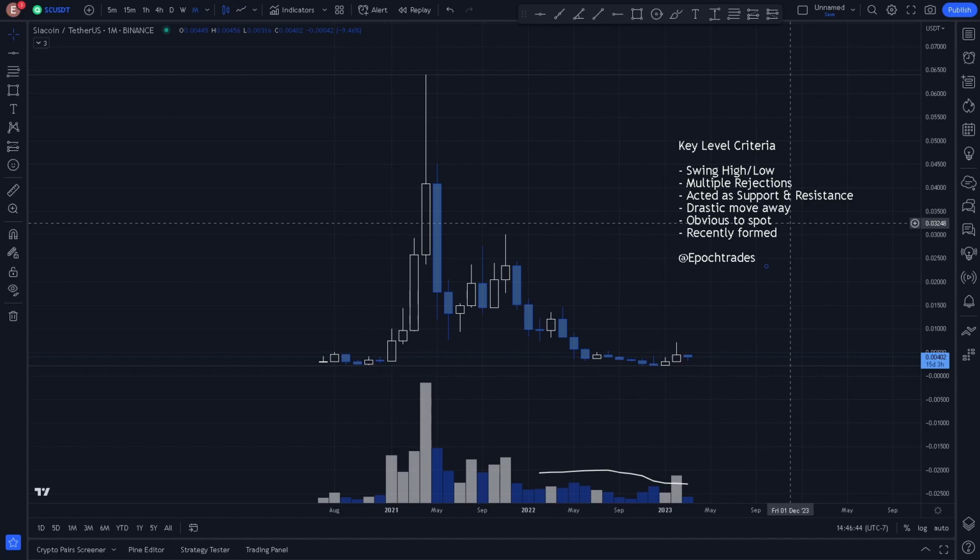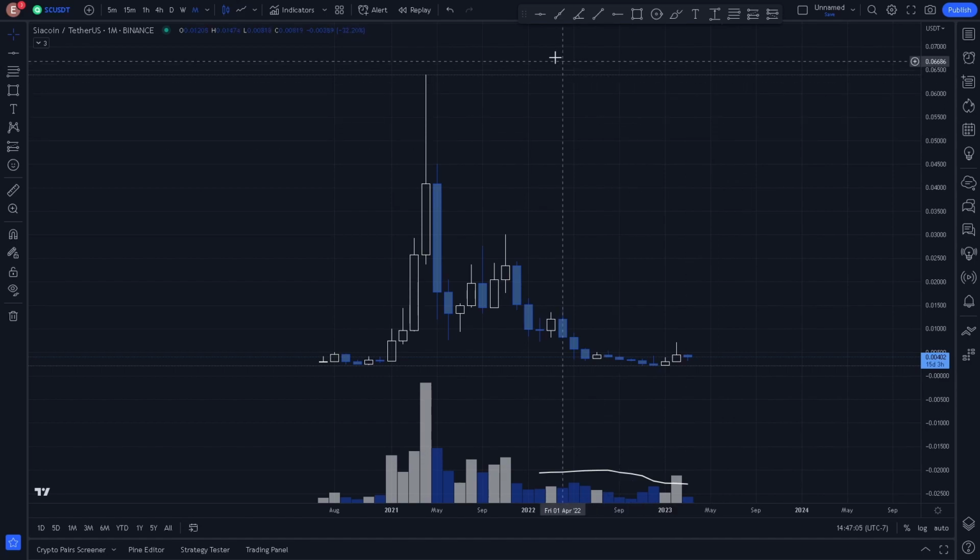Today we're going to be covering key levels on the monthly and weekly time frame for Sia Coin. So, as always, our key level criteria: we look for swing highs and swing lows, multiple rejections, acted as support and resistance, drastic moves away, obvious to spot, and recently formed. So, let's go ahead and hop right in.